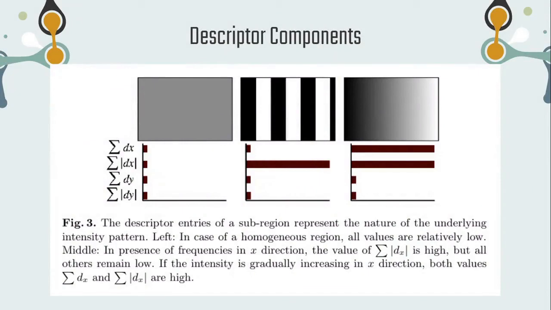Here we can see the Haar wavelet response for some intensity patterns. For the first one, as it is a uniform region, we will have all Haar wavelet responses as 0. In the second, we can see that there is a change in gradient along x, but dx is equal to 0 as there are equal numbers of positive and negative gradient changes, whereas the absolute value of dx is non-zero. And in the final image, both gradient and absolute gradient along x are high.